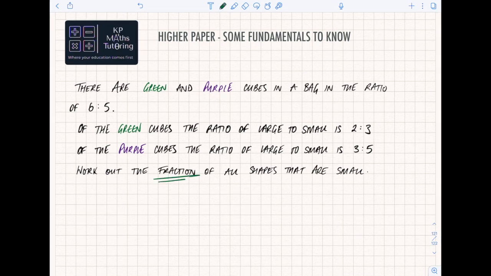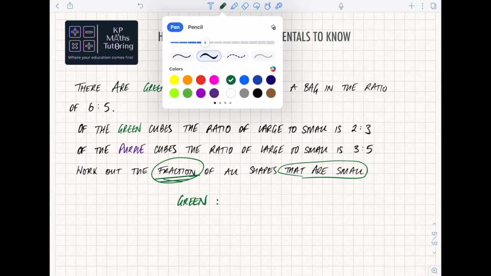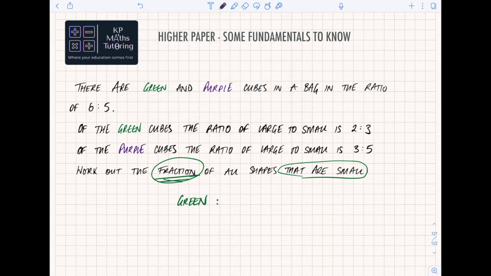Okay, so this bit here, it says work out the fraction of all shapes that are small. So this would be one of the last questions in the paper, but if you see a ratio question that is actually talking about fractions, the first thing you want to do is turn everything into a fraction. So this is where understanding that you can turn fractions to ratios and ratios to fractions is really important.